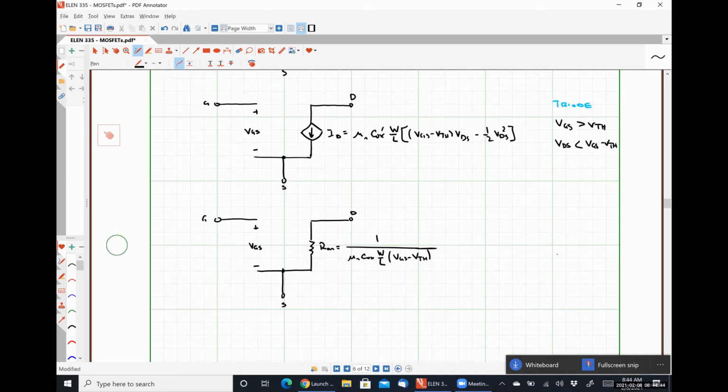So those are our large signal models. And let me explicitly say over here, this is for VGS greater than VTH and VDS is much smaller than VGS minus VTH, which we have described previously as deep.